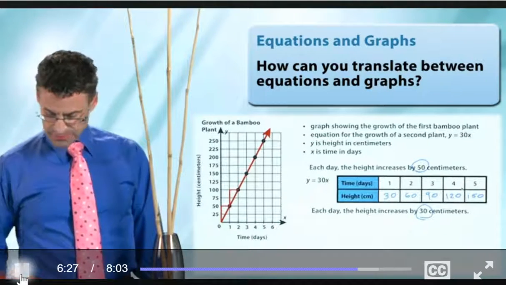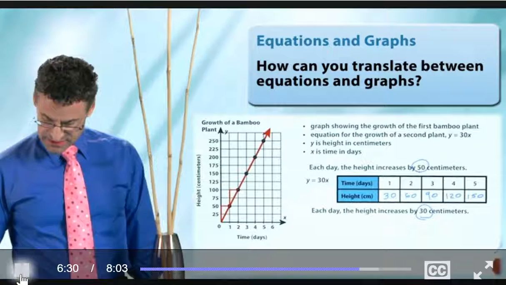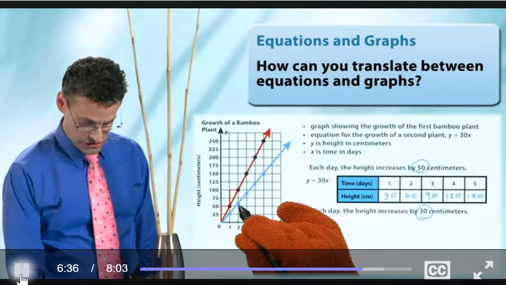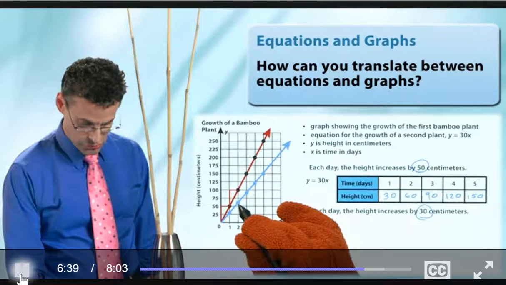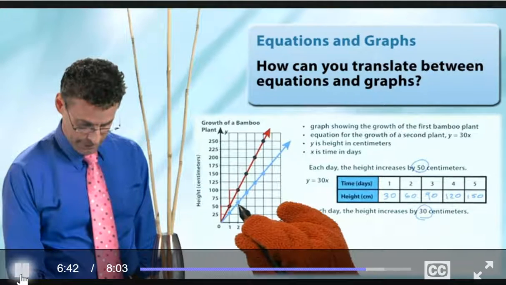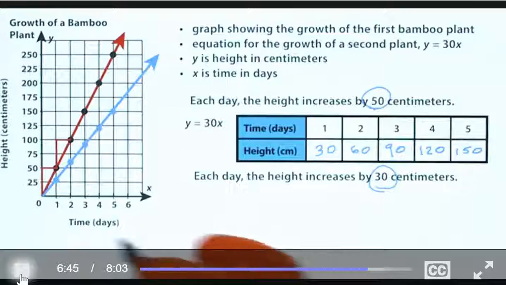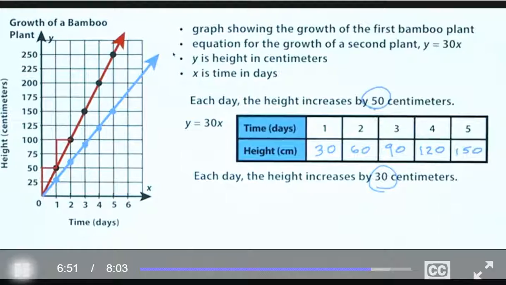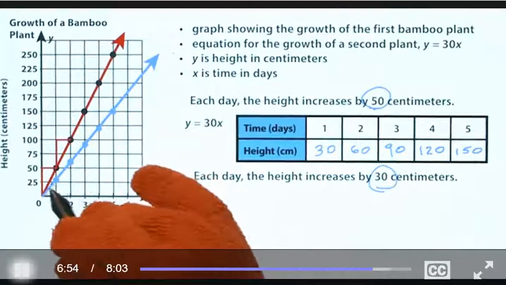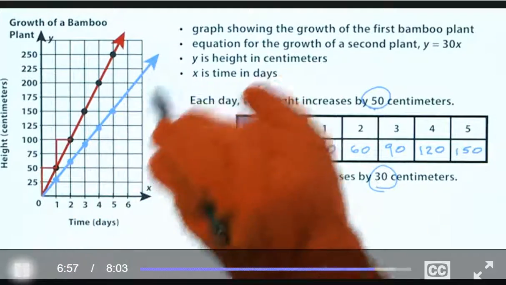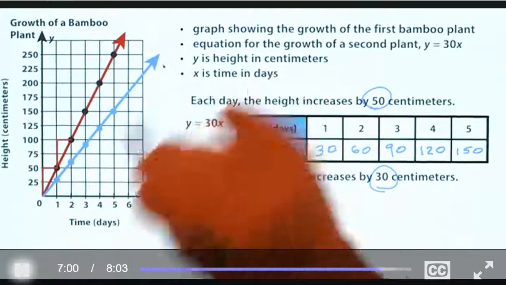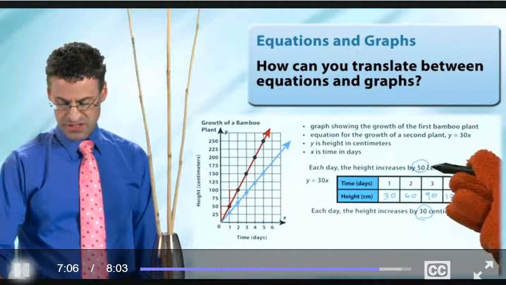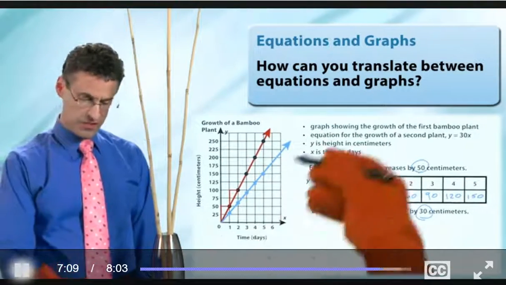So I plotted those points already in blue, and I'm going to show them to you right now. And now you can see, this in fact is the graph of these blue values, and you can see that our conjecture is actually visibly clear. Namely, this blue line, which is the second bamboo plant, actually has a graph that is less steep than the first one. Now we saw that numerically because the first one increases by a height of 50 centimeters each day, while this one's only 30 centimeters each day, but now visually you can actually see that.